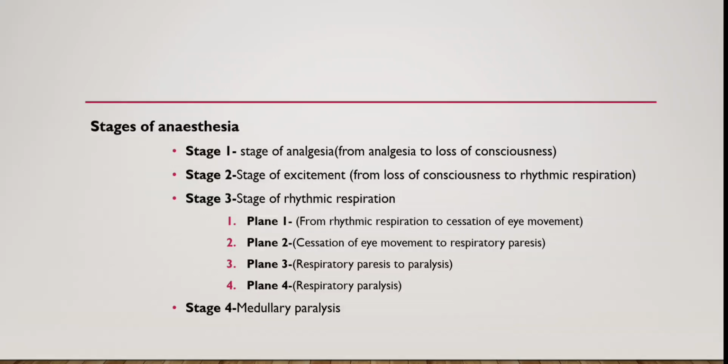The third one is the stage of surgical anesthesia with rhythmic respiration. In stage 3, it has 4 planes. So the first plane is from rhythmic respiration to cessation of eye movement. The second one is cessation of eye movement to respiratory paresis. The third one is respiratory paresis to paralysis. And the fourth one is respiratory paralysis. And the fourth stage is medullary paralysis.